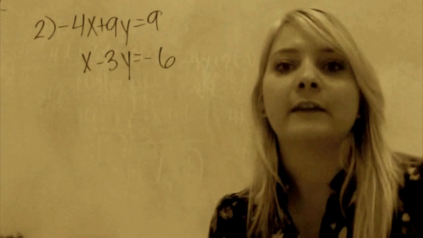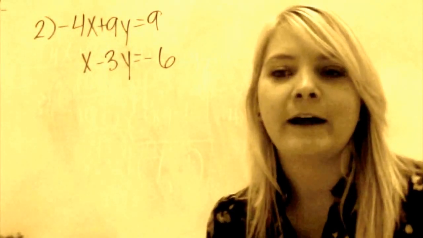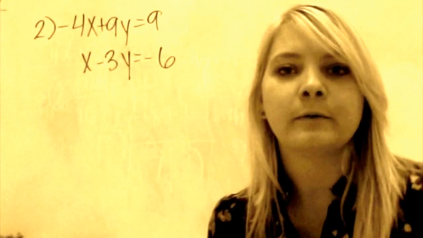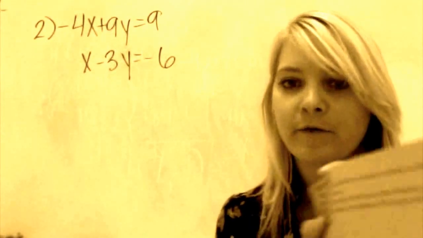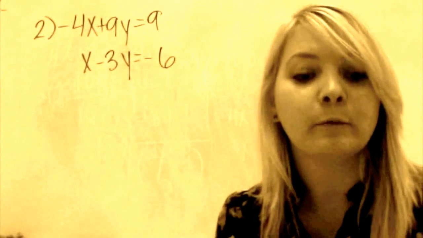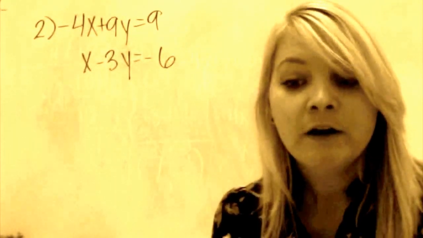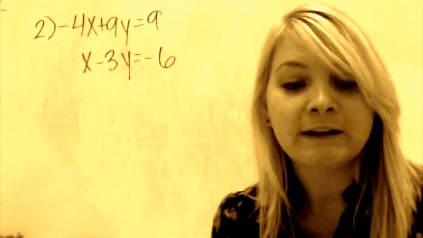All right, for a second linear system, we're going to take a look at negative 4x plus 9y equals 9, and then x minus 3y equals negative 6. All right, once again, referring to the blue sheet, our first step, we multiply one or both of the equations by a constant, keep in mind that's a number, to obtain coefficients that differ only in sign for one of the variables.